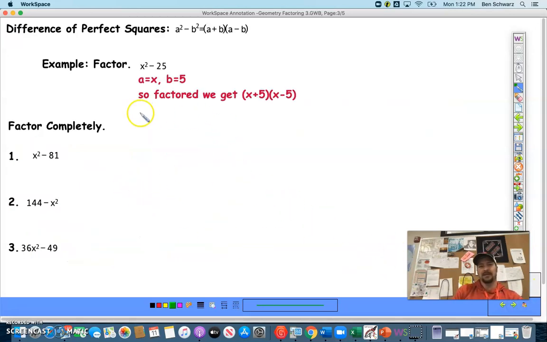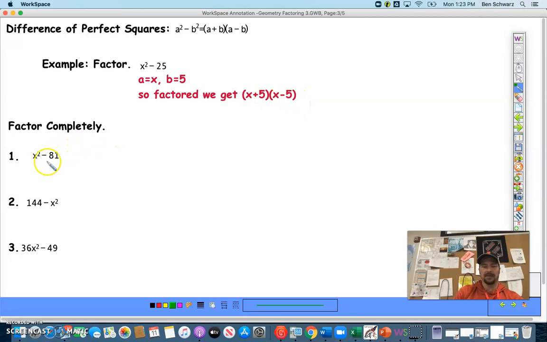All right, next is difference of perfect squares. So it's a formula. If you have a perfect square minus a perfect square, it breaks down like this: you take the square root of the first term plus and minus the square root of the second term. So what that looks like, say x squared minus 25, and really you're just looking to catch on to the pattern here. Our A is just x, B is 5. They're the square roots of these two. So our answer when we factor is just x plus 5, x minus 5.